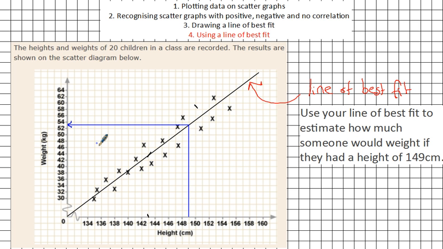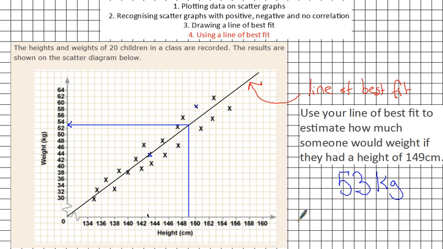We don't know that everyone that's 149 centimetres will be a certain weight, but because we can see there's a correlation between the relationship of weight and height, we can make an educated guess that if someone has a certain height, there'll be a certain weight. So the answer to that, you just have to write down 53 kilograms.